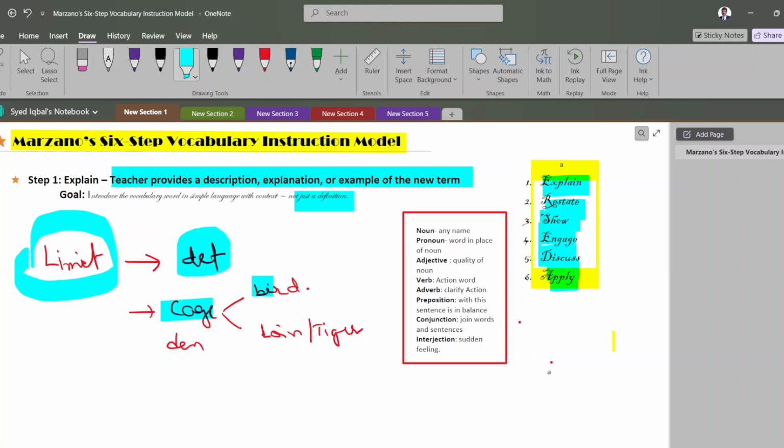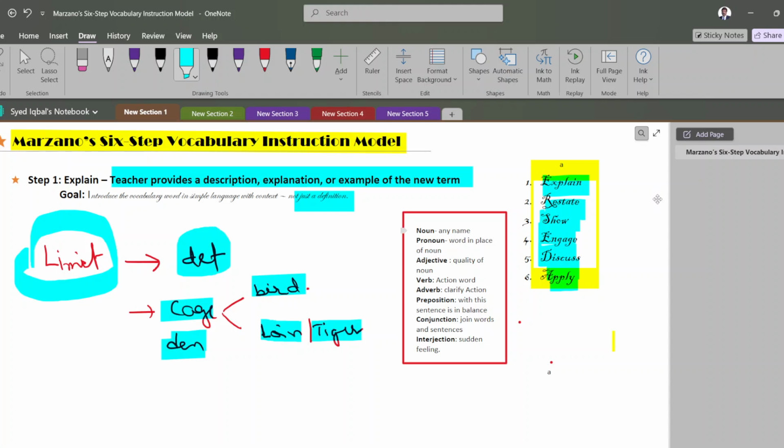Suppose you are going near the cage of a bird. You are almost touching it, but you are not going inside. Almost there. Suppose you are going to the cage of a lion den or tiger den. If you are going there, also you are going near to it. You are almost there, but you are not there. So it should be in a very simple form.